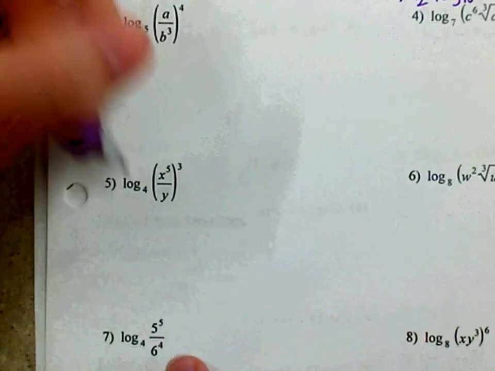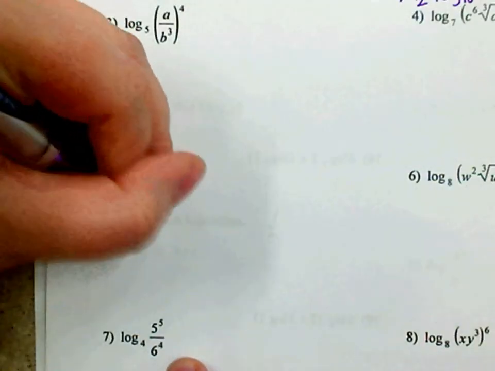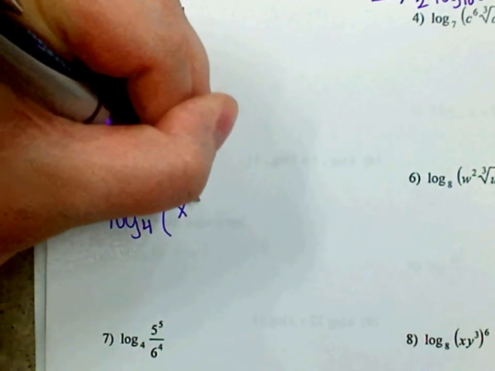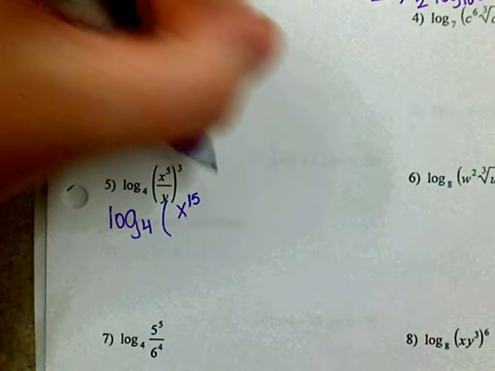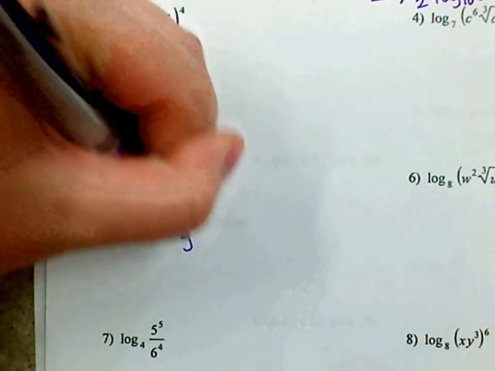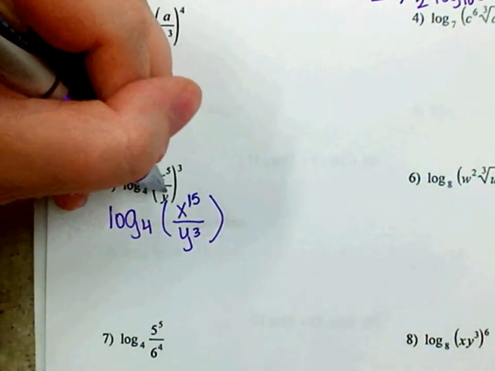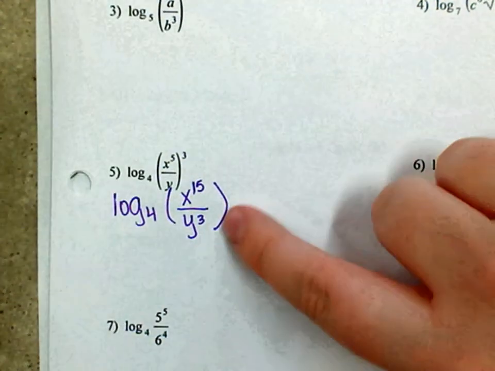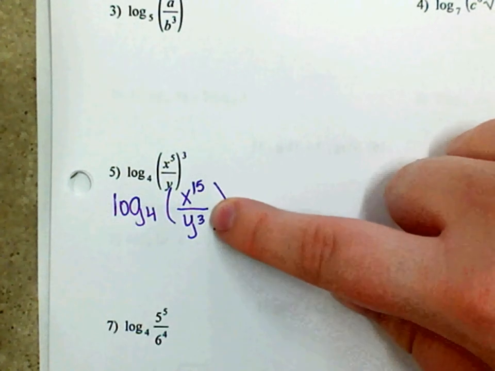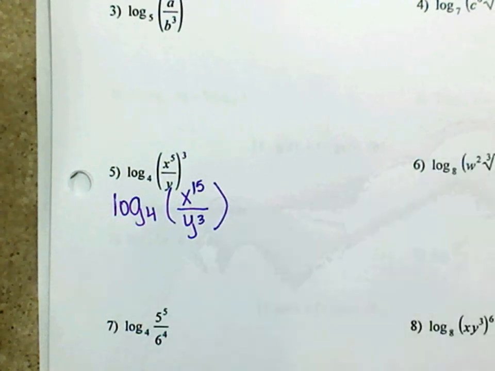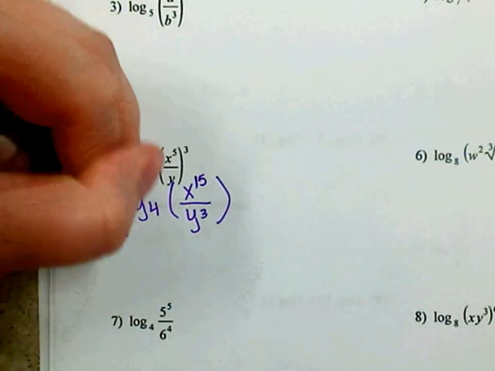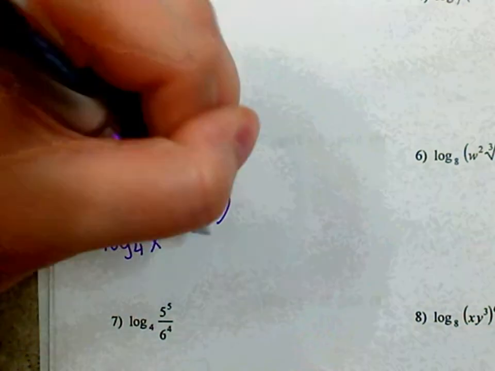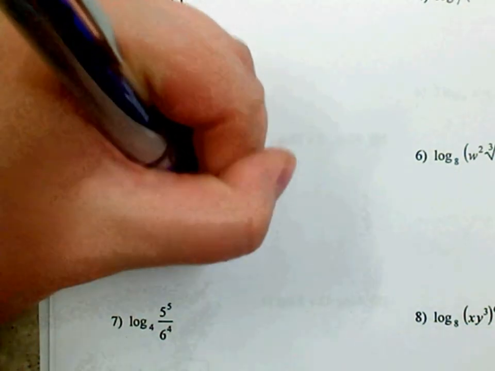Okay, so I'm going to rewrite that as log base 4 of x to the 15, because that's 5 times 3, over y to the 3rd, because that's like 1 times 3. Okay, so from here I can see that this is division, and the way to expand division is by using subtraction. So that will be log base 4 of x to the 15 minus log base 4 of y cubed.